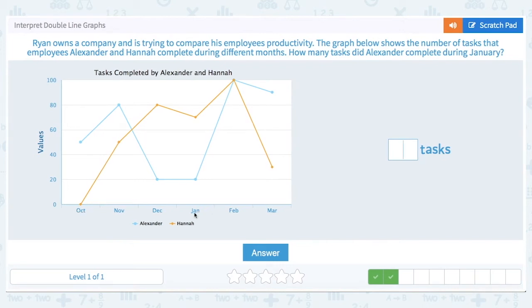All right, so how many tasks did Alexander complete during January? So here I am at January. I see that Alexander is the blue. It looks like that's exactly on the 20 line. Let's hover. Yep, 20. And so we'll go in here, 20 tasks.